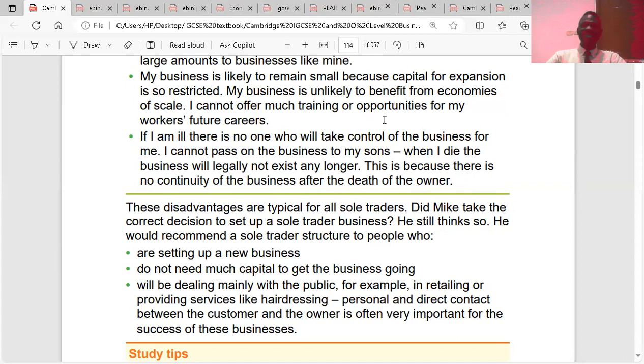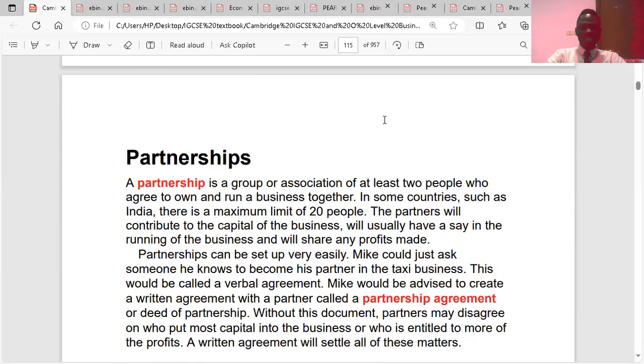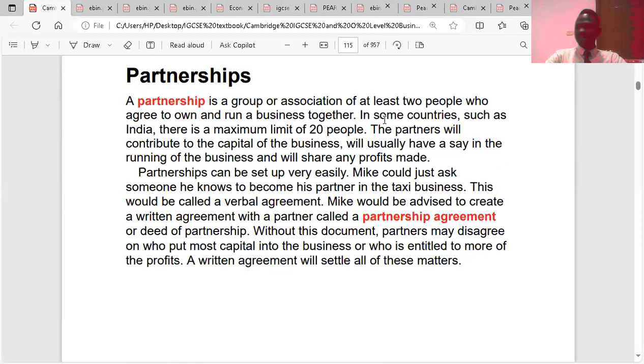You can't inherit it, or it's something difficult. It's really difficult. Yes. I think it's clear. So that's about sole trader and the advantages and disadvantages. So we go to partnership.